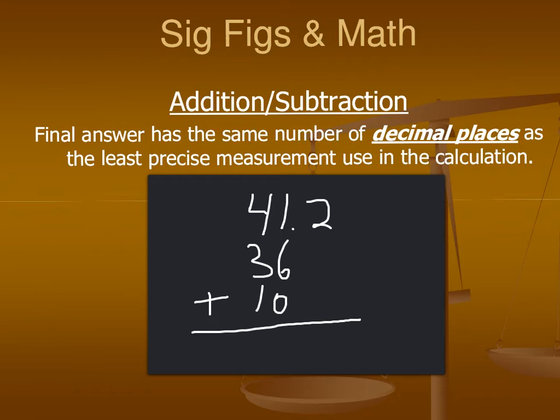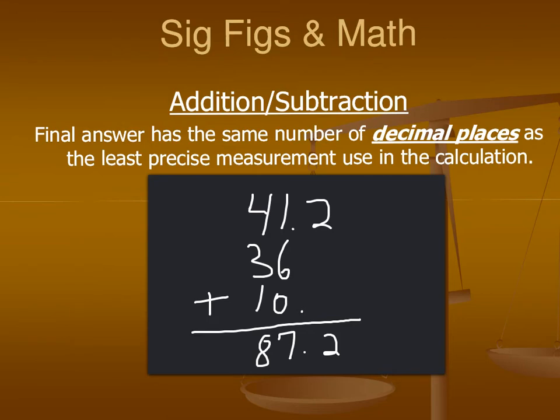If we look here, the last significant digit in one of these problems is the 1 in 10 here, because we don't count this 0 as a significant figure. So we must round our final answer to the tens place. So if we were going to add this all up, we would add 0.2, 7, and then 4 plus 3 is 7, and we would have 87.2.